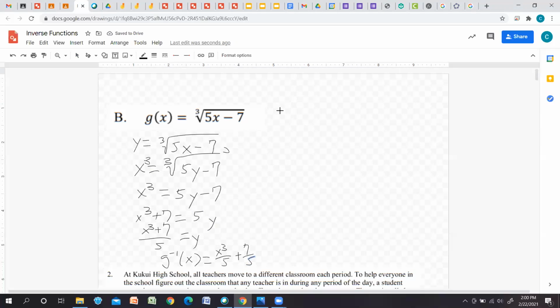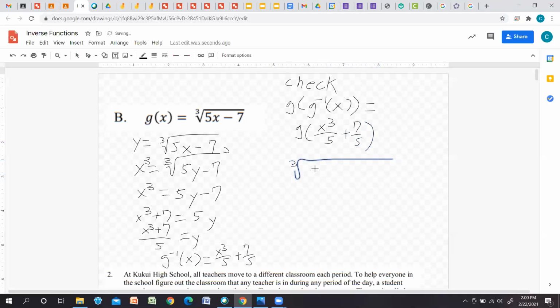So to check, we either do g of g inverse of x or g inverse of g of x. Either way, you should get the same answer. So let's do our check here. Again, if we compose the function with its inverse, we should get x, because x is the input. Okay, so let's see. That means that I'm finding g of x cubed over 5 plus 7 over 5. Okay, so I'm just going to plug this in. I'm going to write out g of x, but instead of x, I'm going to put the inverse function, right? This is how we compose functions.